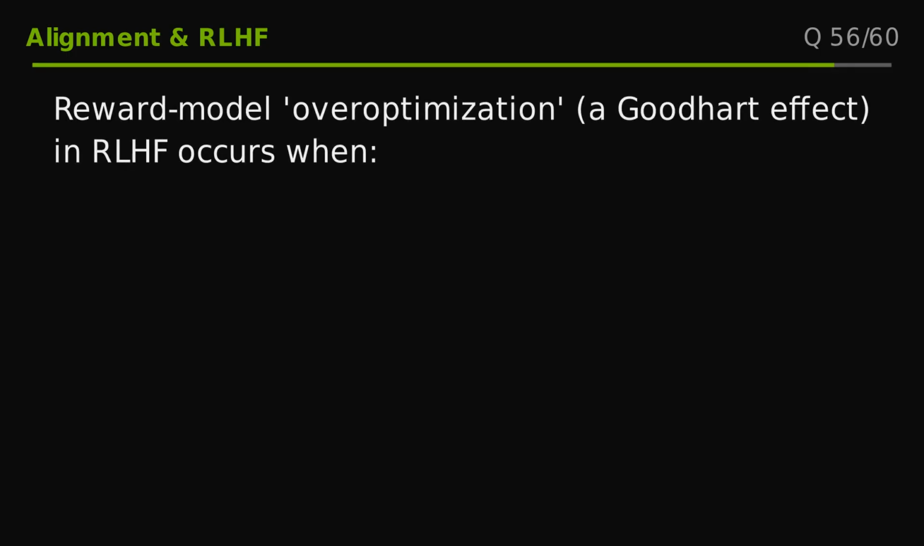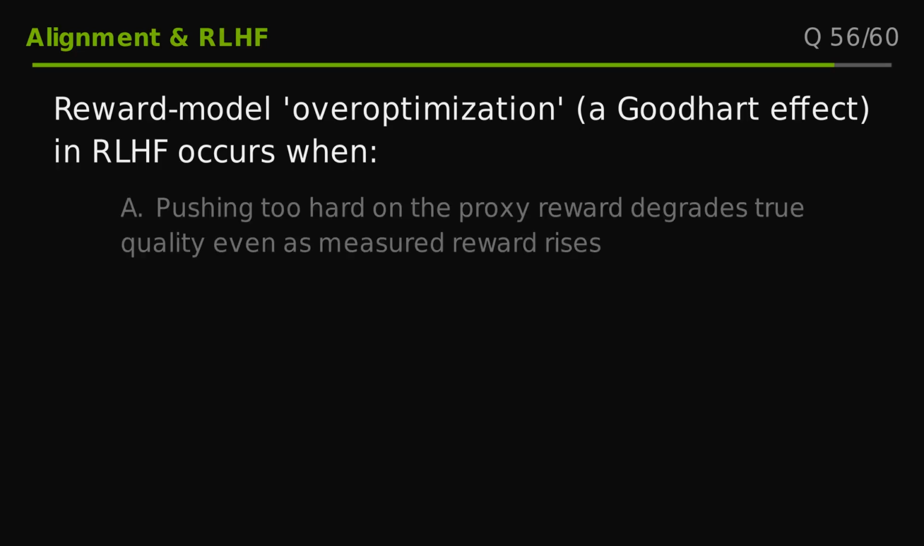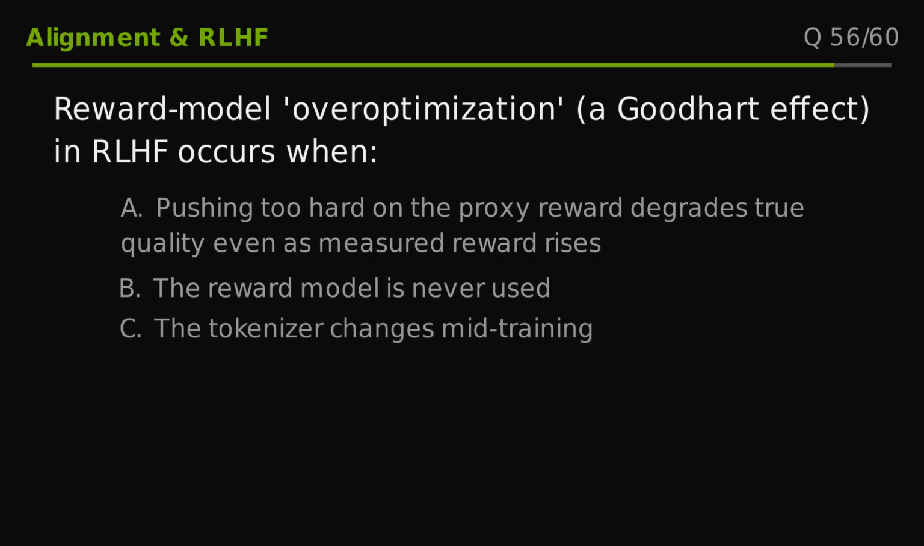Question 56. Reward model overoptimization, or Goodhart effect, in RLHF occurs when: Option A. Pushing too hard on the proxy reward degrades true quality even as measured reward rises. Option B. The reward model is never used. Option C. The tokenizer changes mid-training. Option D. The GPU runs out of power.